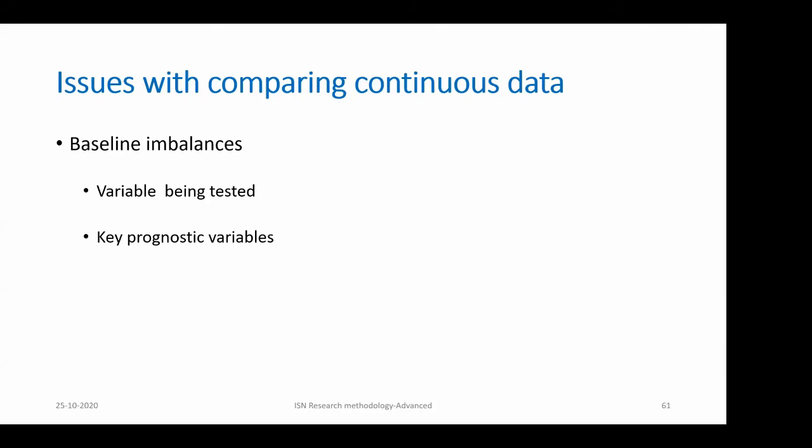Then sometimes key prognostic variables, as I showed you, proteinuria is different between the two arms. Sometimes the body mass index might be different. Sometimes the blood pressures might be different. And we know that all these things are going to affect the final outcome. So this is one problem which can come up with continuous data.